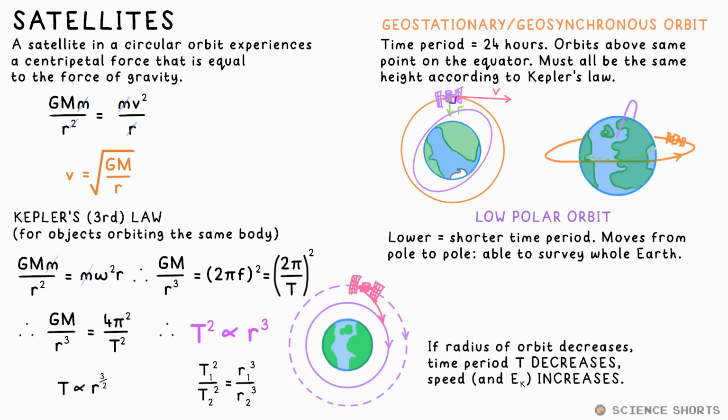A low polar orbit is one which is lower, and according to Kepler's law, it must have a shorter time period. They don't stay above the same point as they move from pole to pole, sweeping out different parts of the Earth as it rotates underneath.